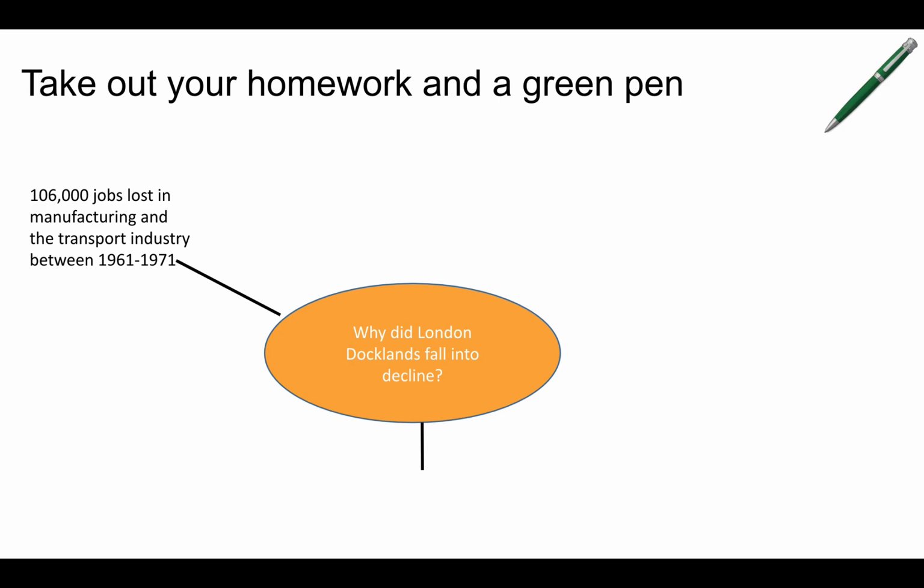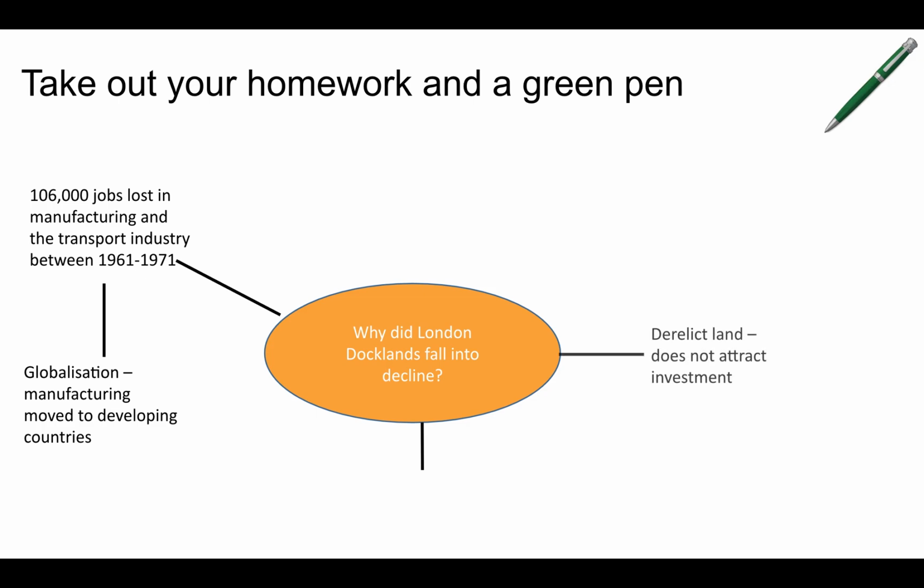106,000 jobs were lost in manufacturing and the transport industry between 1961 and 71. And that's partly due to globalization. A lot of manufacturing moved to developing countries. So it's not just unloading all the stuff off the ships, but the materials and goods that they bring with them often went straight into factories that were nearby. But with globalization spreading across the world, a lot of that manufacturing moved away to developing countries.